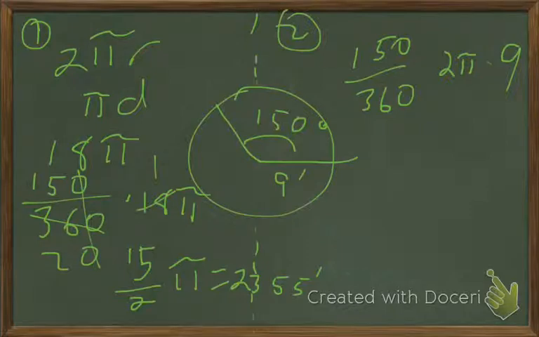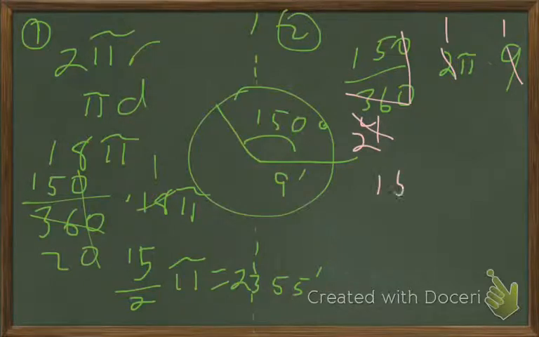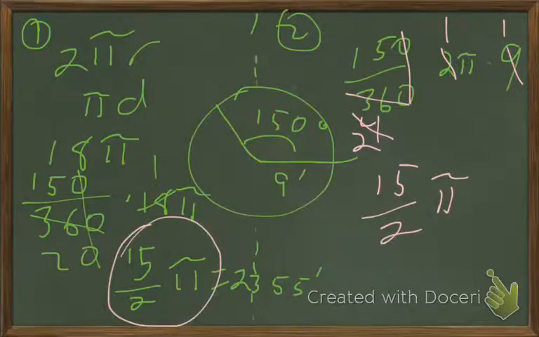Now, in simplifying this out, these zeros cancel, leaving us with 15 over 36. 36 and 9, this becomes 4, this becomes 1. We have 4 and 2, so this becomes 2, this becomes 1, leaving us with 15 over 2 pi, which is exactly what we had here, which ends up giving us 23.55 feet.